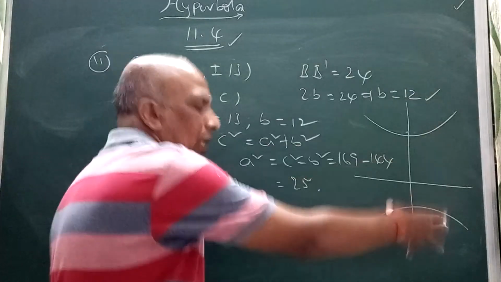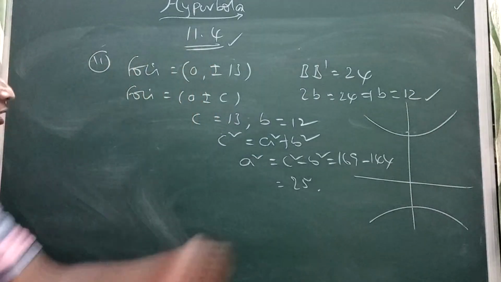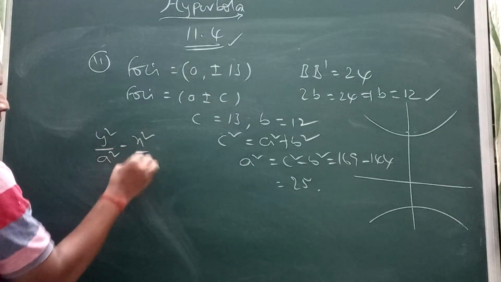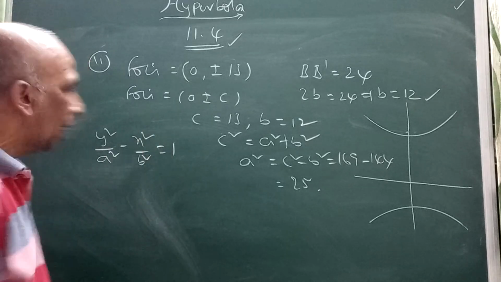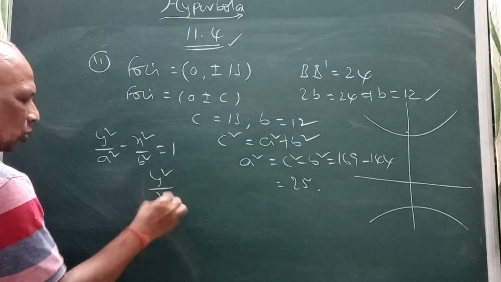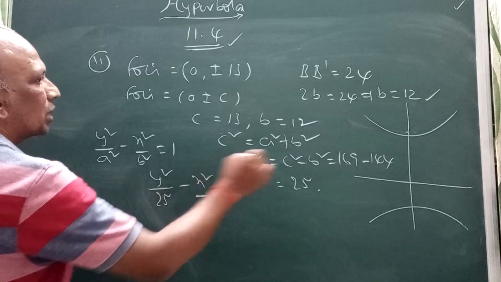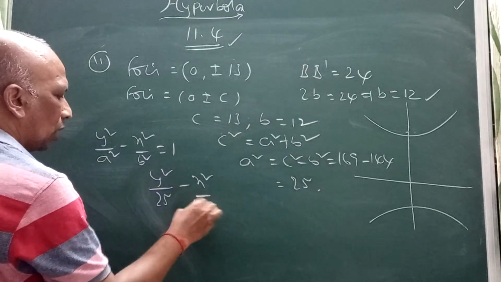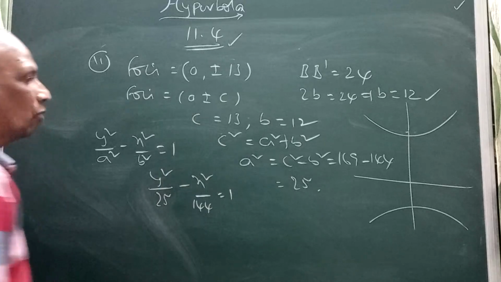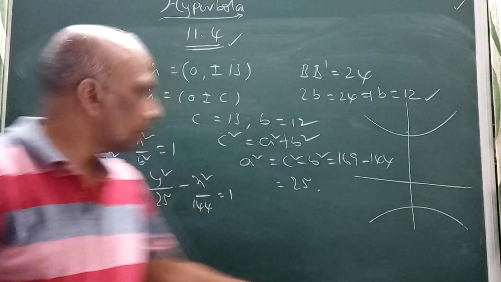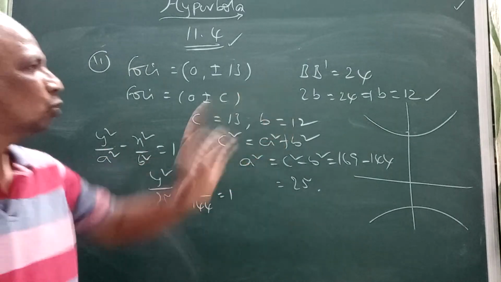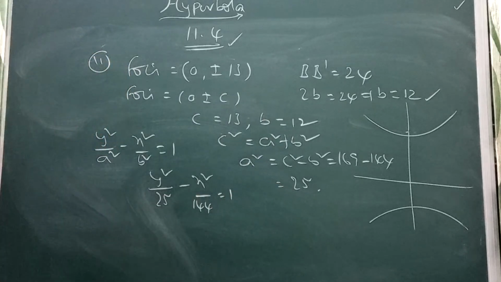Then what is the equation of this hyperbola? The equation of the required hyperbola is y square by a square minus x square by b square is equal to 1. So y square by 25 minus x square by 144 is equal to 1. Be careful here. b is equal to 12, so b square is 144. That will be your answer, right?